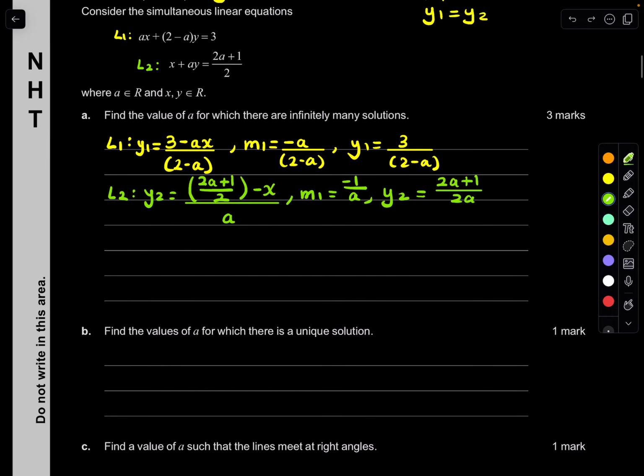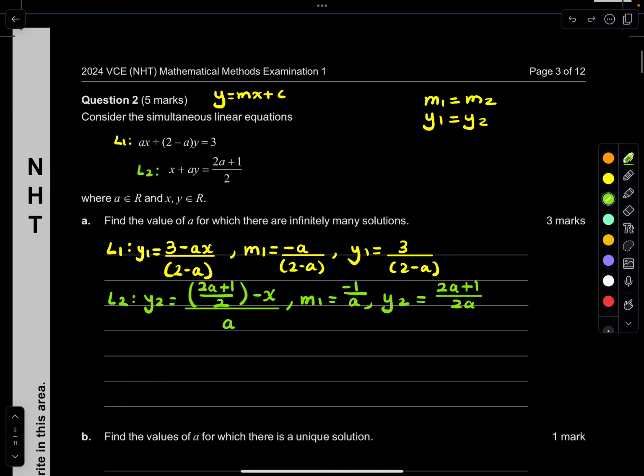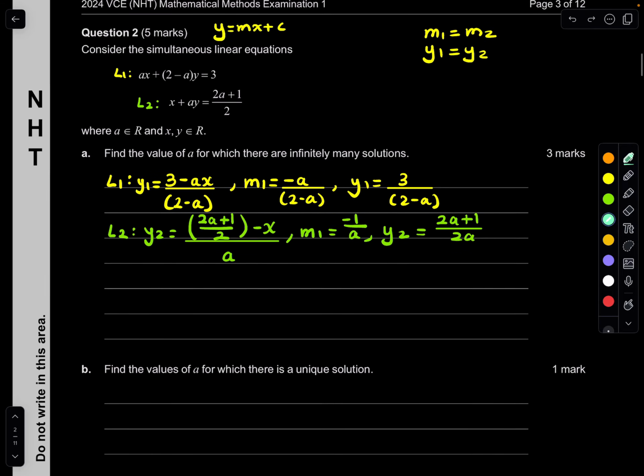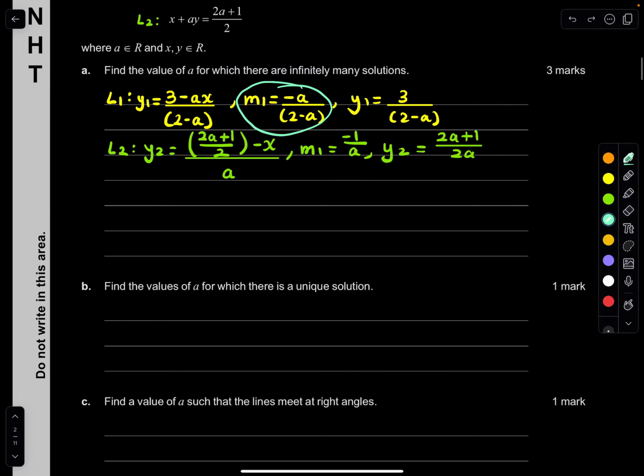Beautiful. All right. Now, how do we do this? Let's try to make them meet the first condition, which is that the gradients must be equal. So let's equate the gradients. The gradient of this equals that gradient. That's what we're going to do.